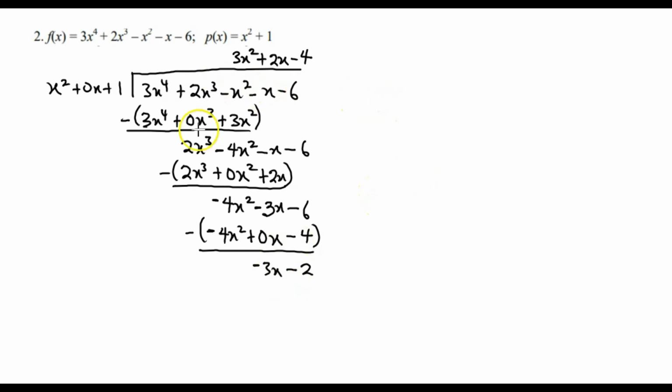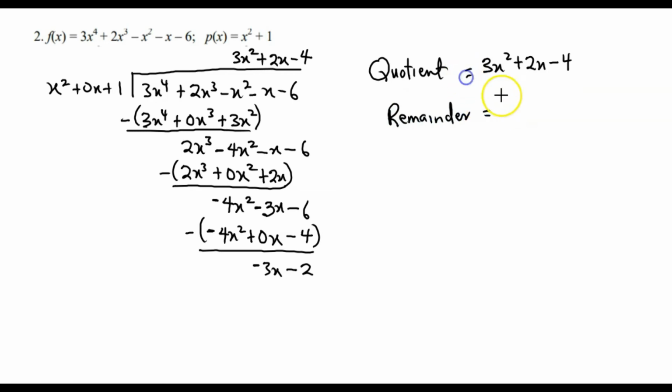that per this solution, since the question demanded for the quotient, it is 3x squared plus 2x minus 4, and the remainder is negative 3x minus 2. As I said, whenever you multiply the quotient by the divisor and add it to the remainder, it should give you the dividend.